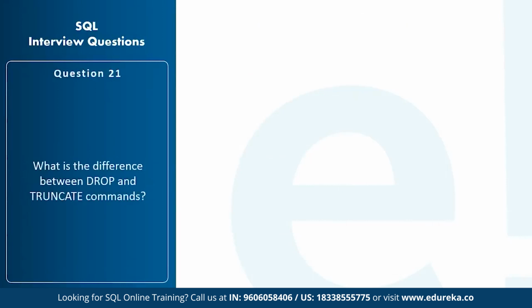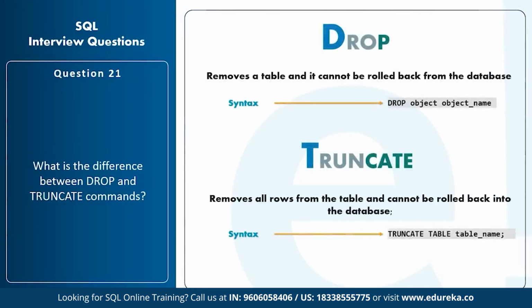Now let's move forward to our next question, that is, what is the difference between the drop and the truncate commands? The drop command basically removes the table and it cannot be rolled back from the database.